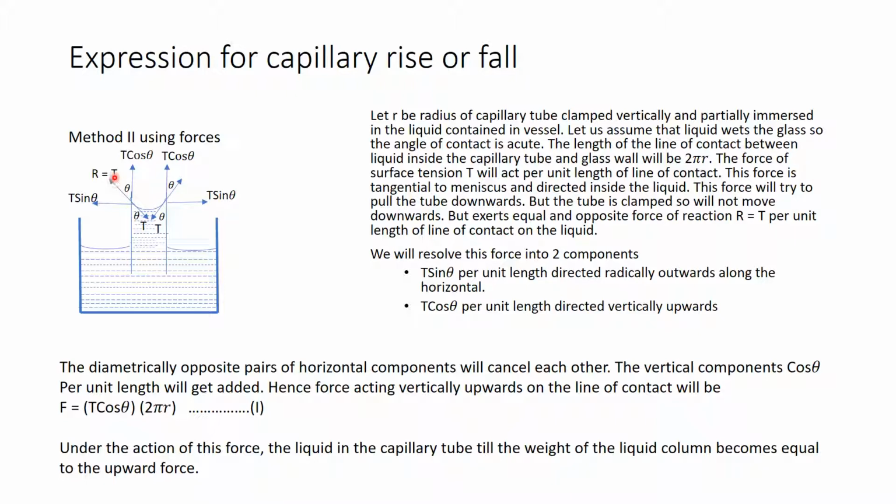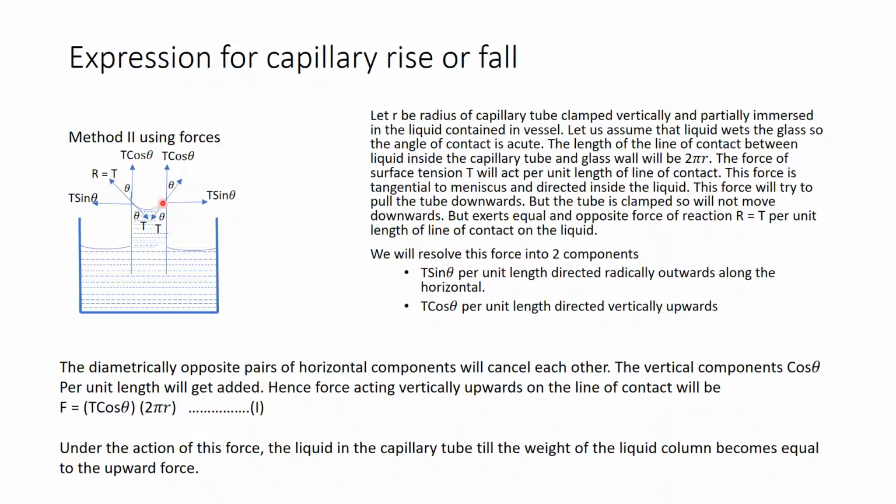Now let us resolve this force of reaction, which acts per unit length of line of contact, into two components. Again, look at the diagram. T sine theta per unit length is directed radially outwards along the horizontal. Now the second component is T cos theta. It is T cos theta per unit length, directed radially upwards.